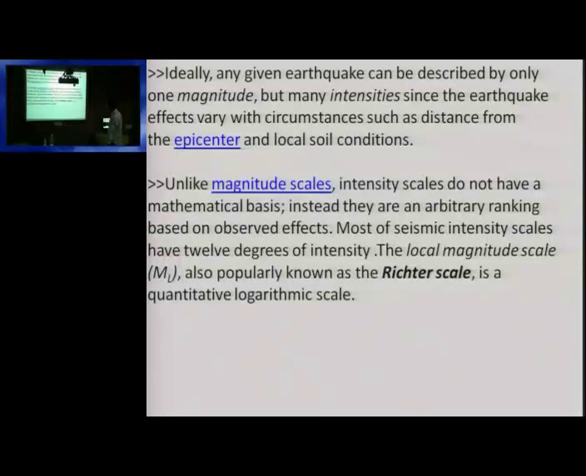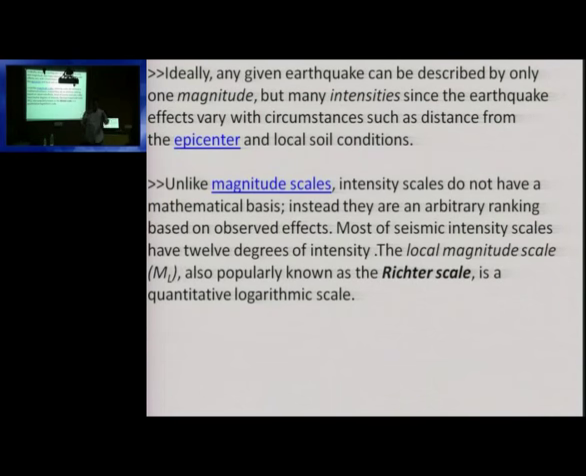The local magnitude scale, also popularly known as the Richter scale, is a quantitative logarithmic scale. This is important because the difference between 6 and 7, or 6 and 6.1 in the Richter scale, or any difference, is in the factor of 10. Because it's a logarithmic scale, it goes like this. Suppose we plot a y-axis and x-axis. This is linear. What is logarithmic? It goes up like this. It is not gradual. So 6 and 7 will be 10 times more, something like that. Suppose somewhere an earthquake measures 5 on the Richter scale, somewhere 6, then you'll have to imagine it in this respect.